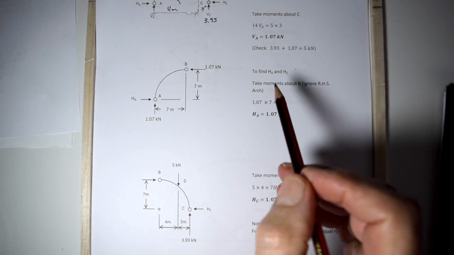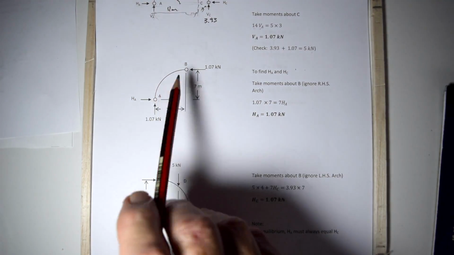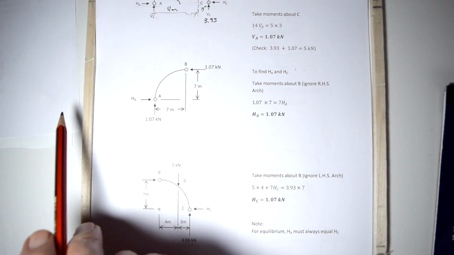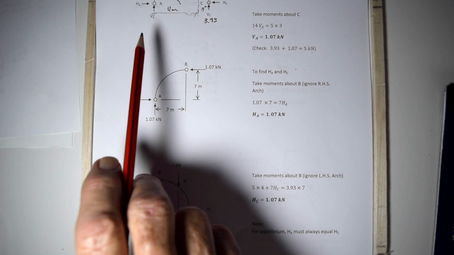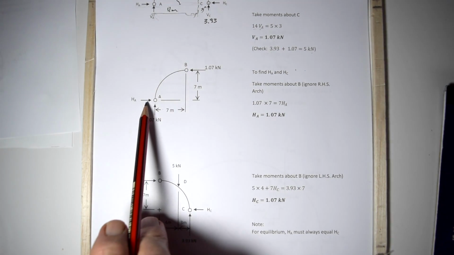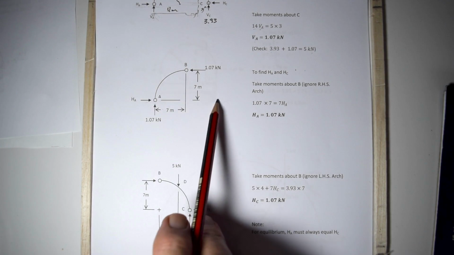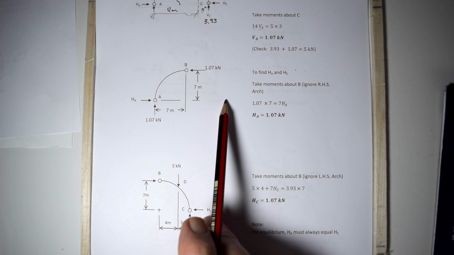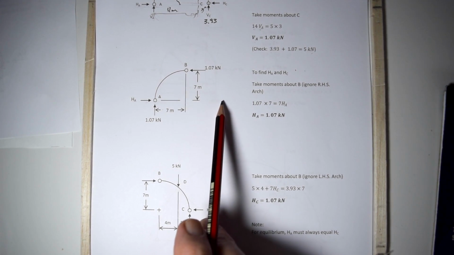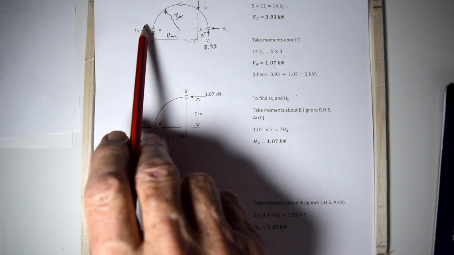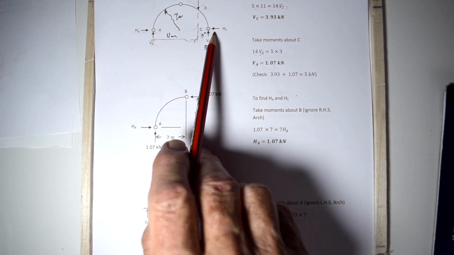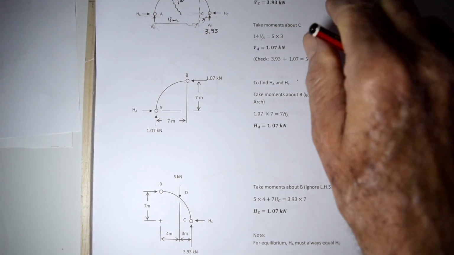we're going to look for the horizontal components now, these two horizontal forces. And don't forget this fact, those horizontal forces always equal each other. Otherwise your arch would take off down the countryside. So remember that. HA is always going to equal HC, it has to.